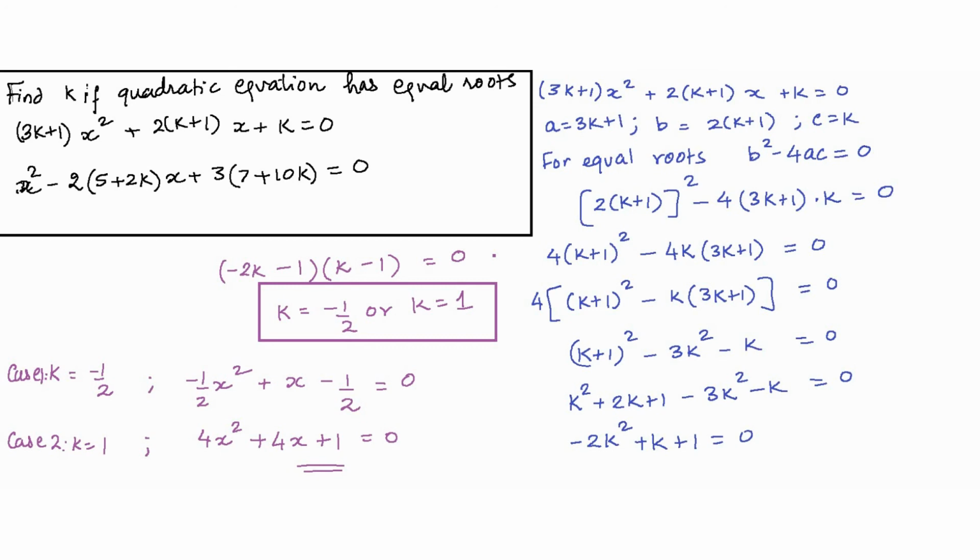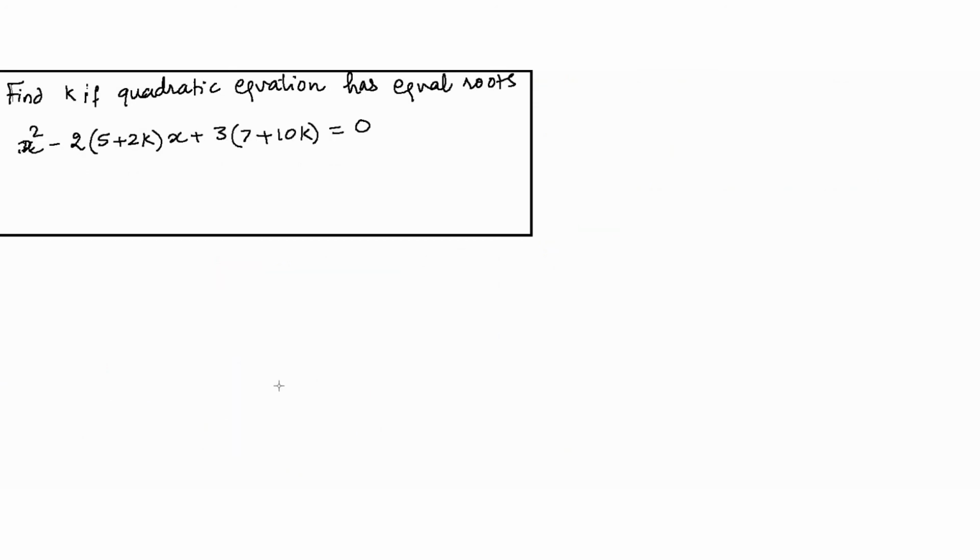Moving on to the next question. So again we have to find the value of k for which this given quadratic equation has equal roots. Again let's find the values of a, b and c. So a is 1, the coefficient of x square, which is positive 1. b is the coefficient of x, which is negative 2 times 5 plus 2k, and the value of c is 3 times 7 plus 10k, right? Now we want equal roots.